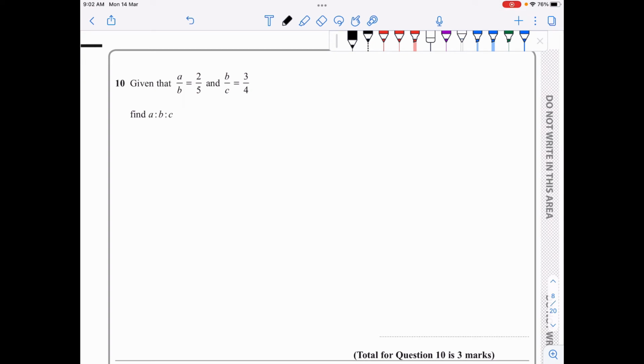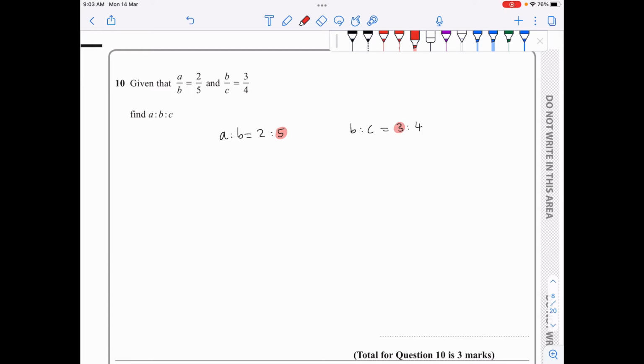10. Given that A over B is 2 over 5 and B over C is 3 over 4, we need to find A to B to C. So what we do here is that we write this as ratios. So A to B is 2 to 5, and then B to C is 3 to 4. I need to make them somehow communicate, and B is the connecting link here.